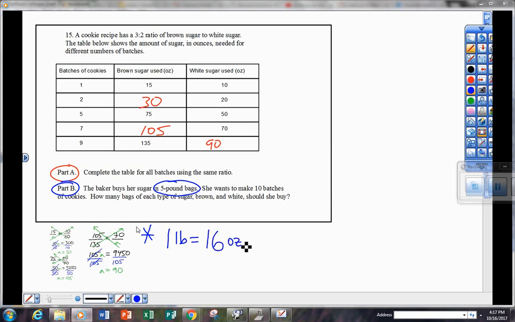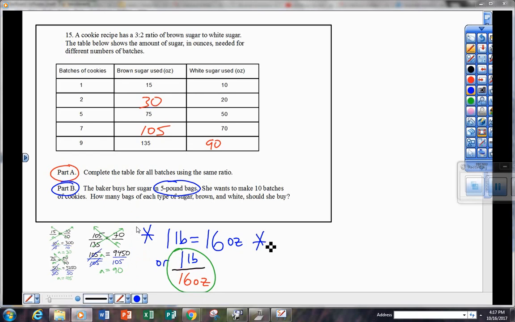So if I set that up as a ratio, 1 pound to 16 ounces, that would be 1 pound on top of my fraction, 16 ounces on the bottom. 1 pound to 16 ounces. 1 pound equals 16 ounces. 1 to 16, that's the ratio of pound to ounces. I'm going to use that unit.